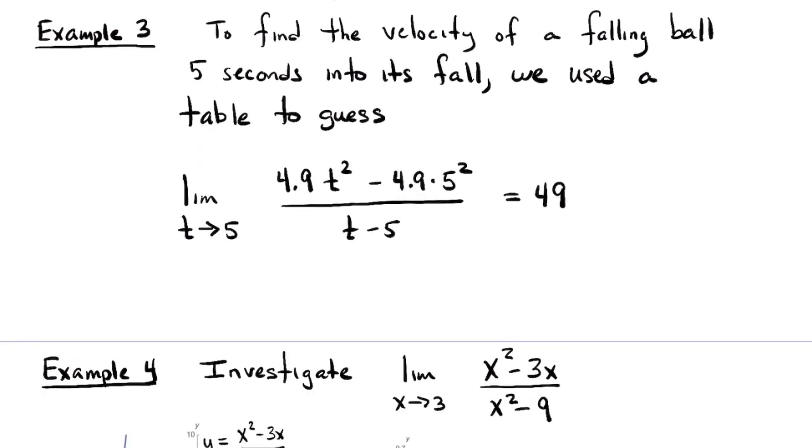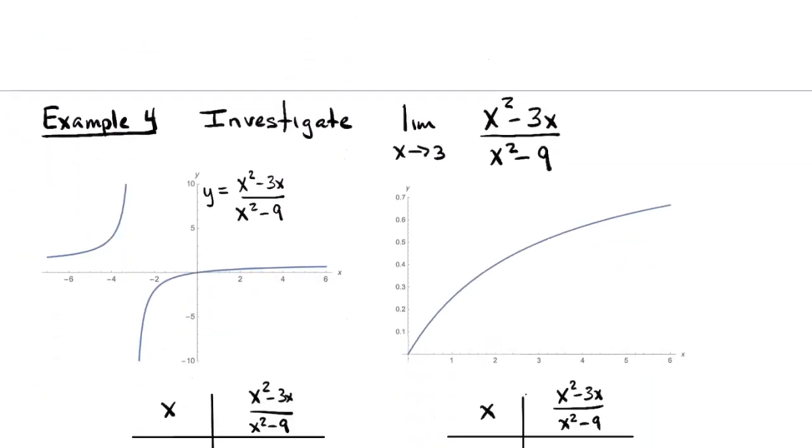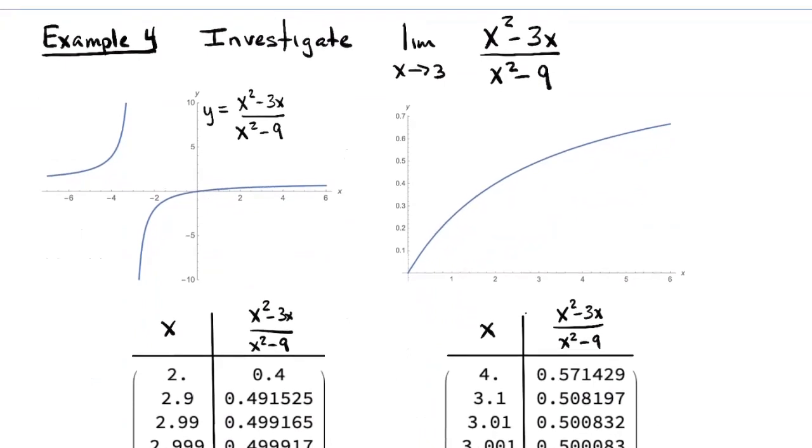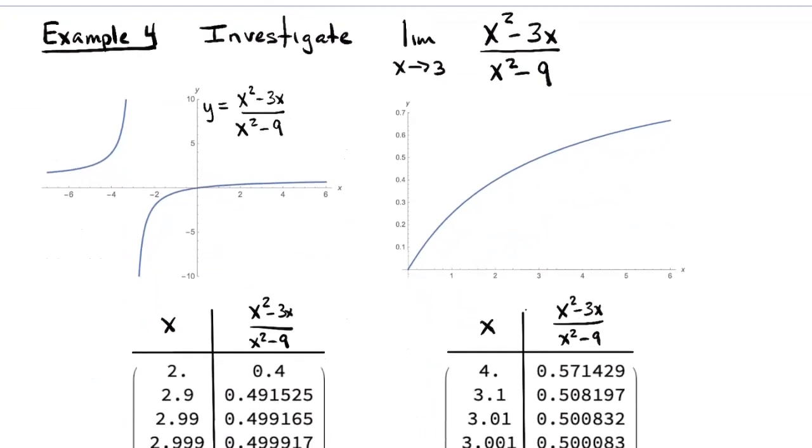All right, let's keep going here. I think I've got a total of about 8 examples in this lecture, so I'll try to go through them. Let's investigate the following limit. I want to look at the limit as x approaches 3 of (x squared minus 3x) over (x squared minus 9). Notice again that the number x equals 3 is not in the domain of that function.